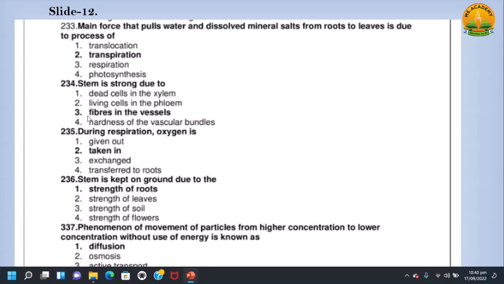Stem is strong due to, right option is 3, fibers in the vessels. During respiration oxygen is, right option is 2, take in. Stem is kept on ground due to the, right option is 1, strength of roots. Phenomena of movement of particles from higher concentration to lower concentration without use of energy is known as, right option is 1, diffusion.